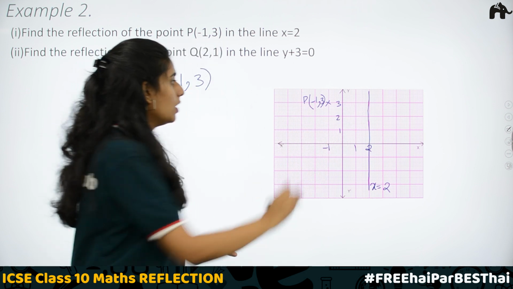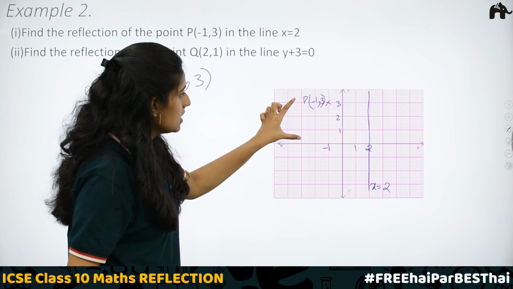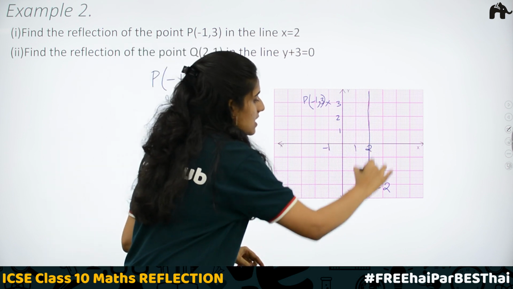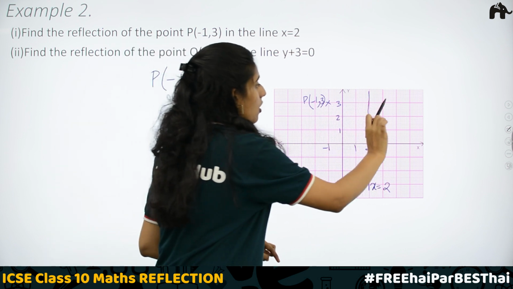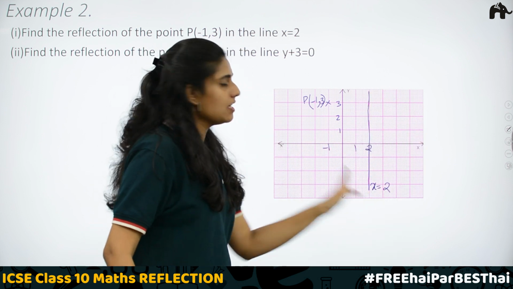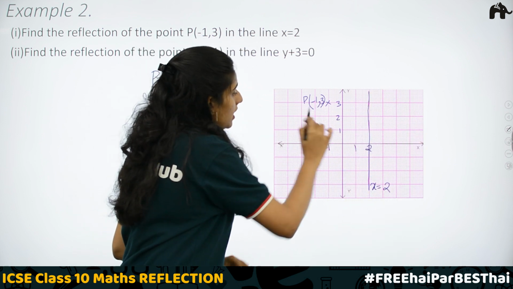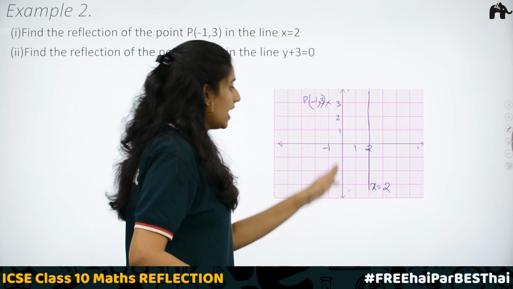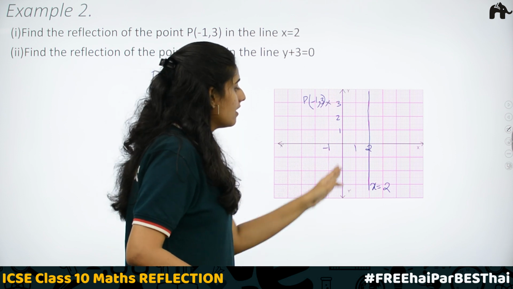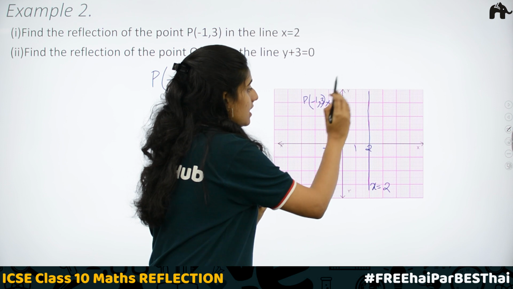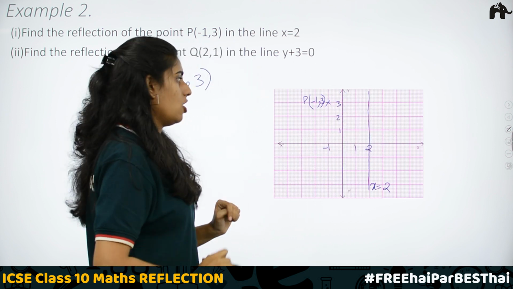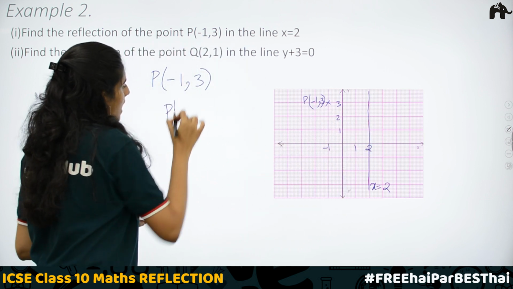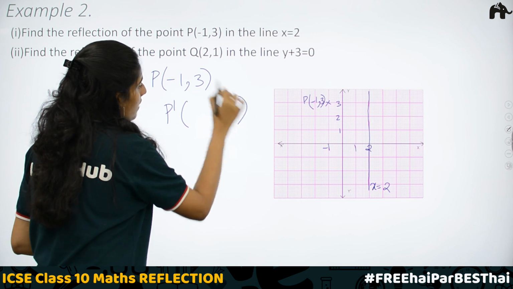We need to find the reflection of this point. Okay. How do we get the reflection? This is at a distance of 1, 2, 3, 4 units from the line x is equal to 2. The image will be 4 units towards the right from the mirror line, and the y coordinate will remain the same. This is a line which is parallel to the y-axis. Therefore, for a line that is parallel to the y-axis, we will be getting the image with the same y coordinate. The y coordinate should be 3. Okay. So, my image point P dash will have the y coordinate 3.